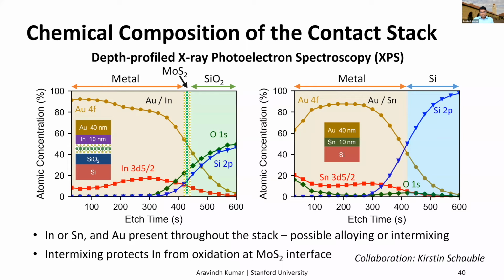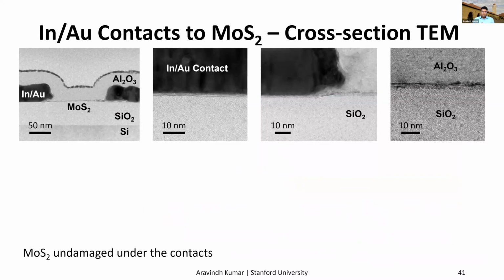And similarly, in the tin gold stack, we see gold and tin present throughout. So yeah, intermixing happens here too. To see exactly what's happening at the interface of these indium gold contacts, we did these cross-section TEMs of the indium gold contacted MoS2 transistors. So we are looking at this transistor structure and zooming into the contact interface.